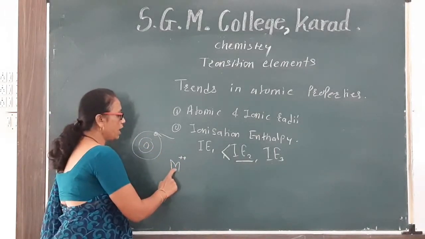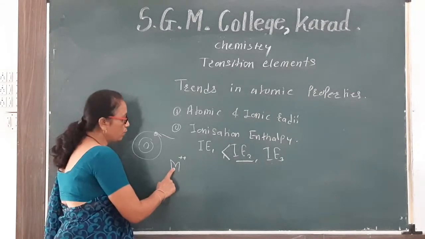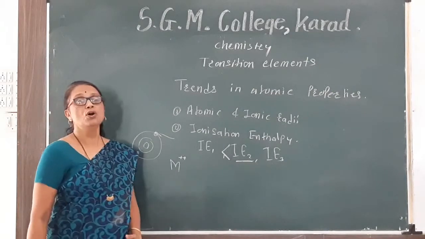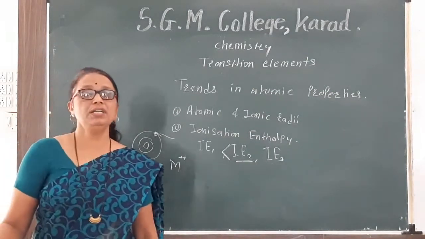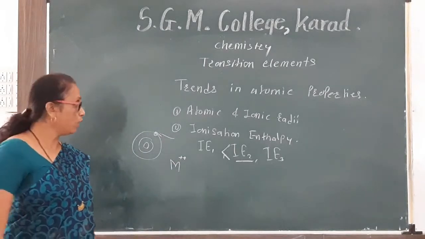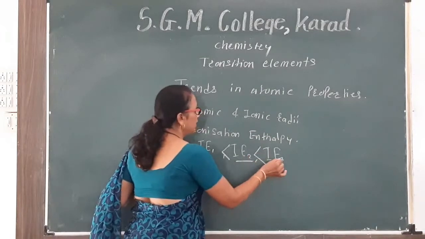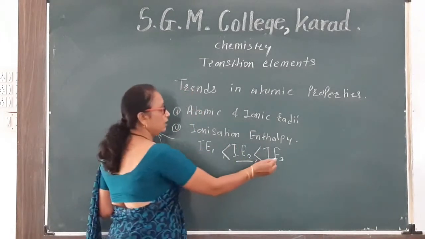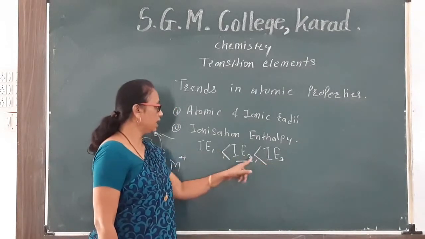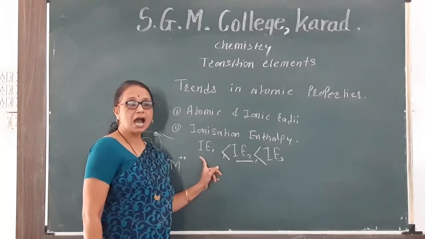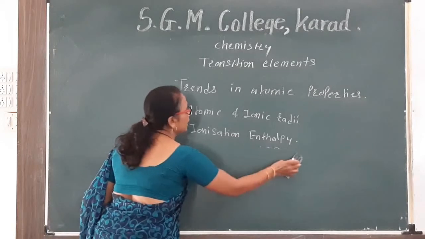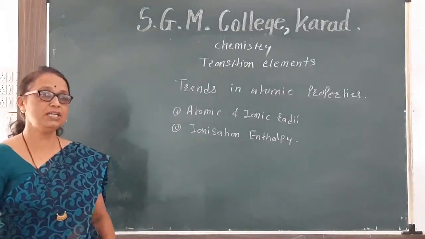The energy required to remove the electron from the dipositive cation is always higher because it is difficult to remove the electron from the positive ions than from the neutral atom. Hence, IE3 is greater than IE2, which is greater than IE1. This is the first ionization enthalpy, second ionization enthalpy, and the third ionization enthalpy.